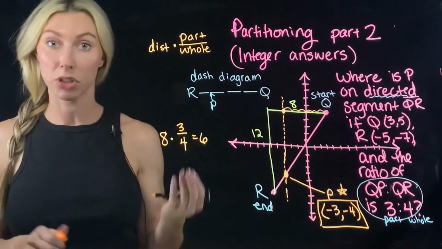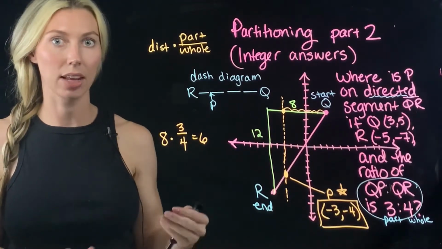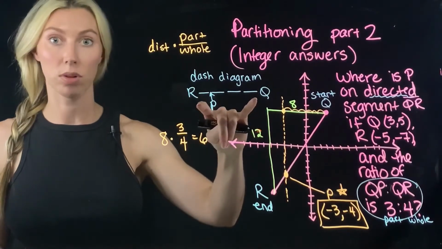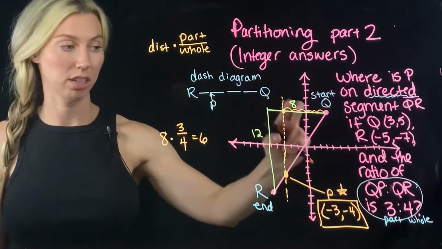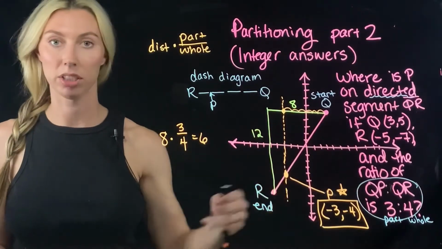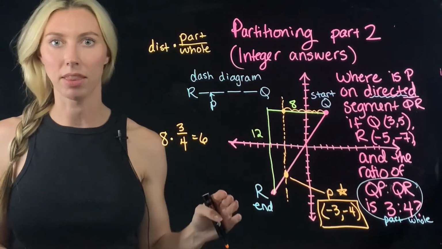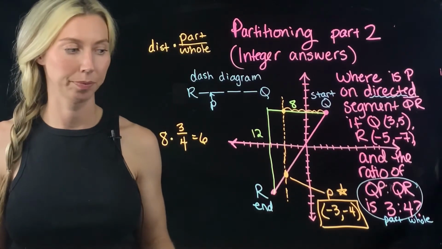You can also double check your answer to see that the proportions look like they correspond with your dash diagram. It has a larger section and a smaller section, it has a larger section and a smaller section. So you can kind of estimate that your answer is correct based on that.